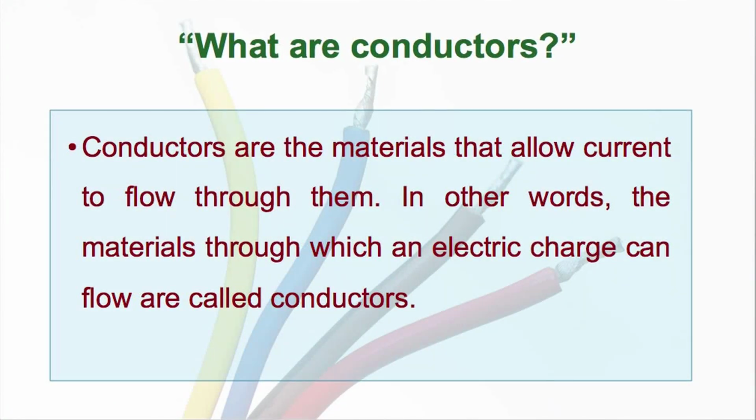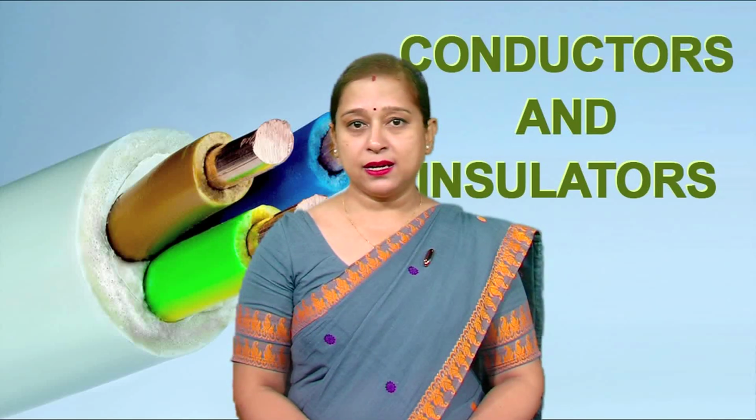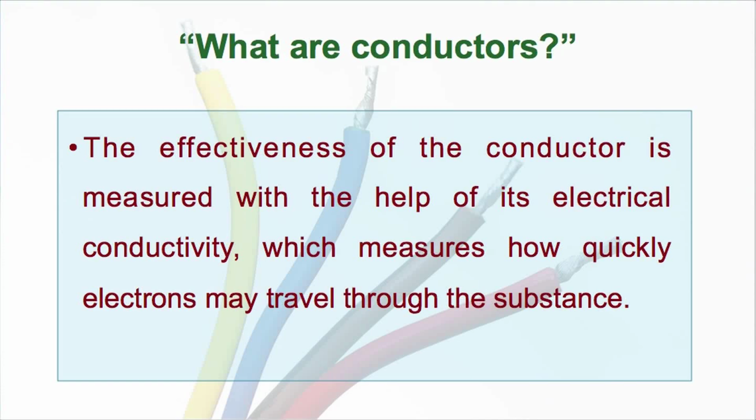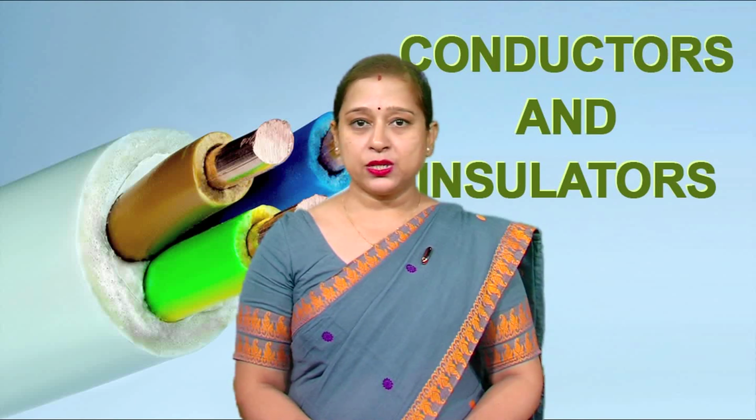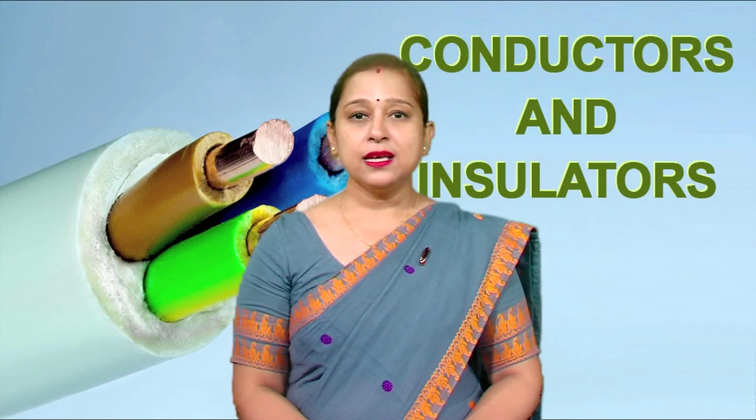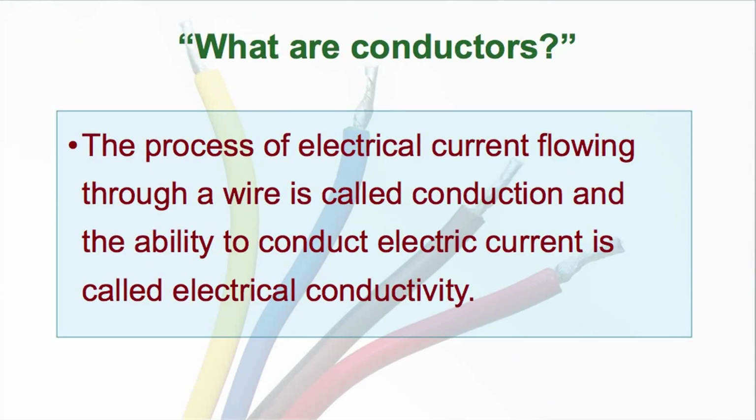Let us first discuss what conductors are. Conductors are the materials that allow current to flow through them. In other words, the materials through which an electric surge can flow are called conductors. Then how to measure the effectiveness of a conductor? The effectiveness of a conductor is measured with the help of electrical conductivity, which measures how quickly electrons may move through the substance. Most metals allow electric current to flow through them easily because they have low resistance. The process of electrical current flowing through a wire is called conduction, and the ability to conduct electric current is called electrical conductivity.